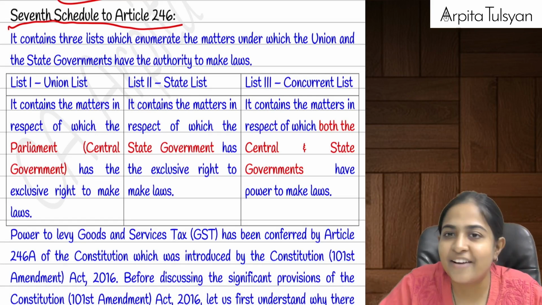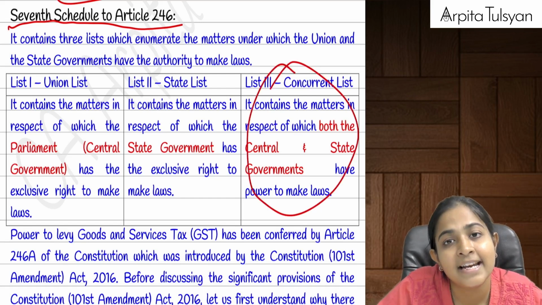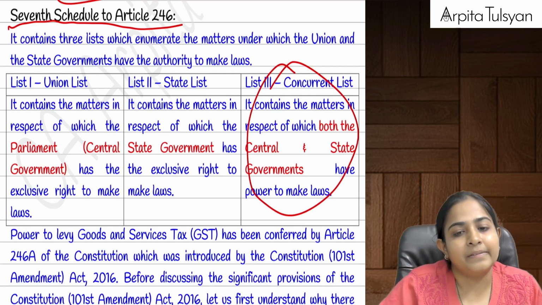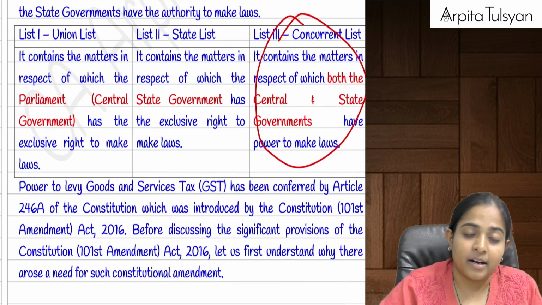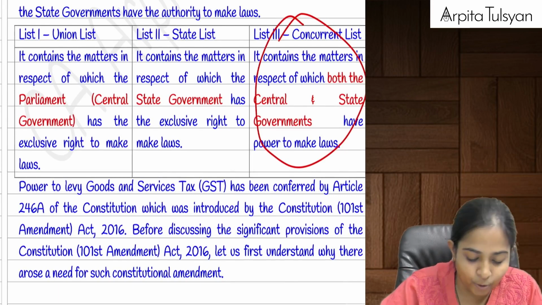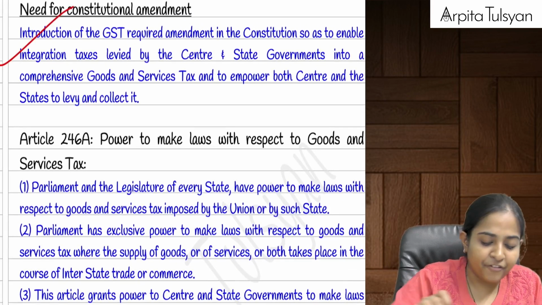to make laws. Can we say now GST is going to form part of this particular concurrent list? Because under GST, the power to levy and collect the taxes, etc. is there with both the central as well as the state government. Right? Now, what was the need for constitutional amendment?